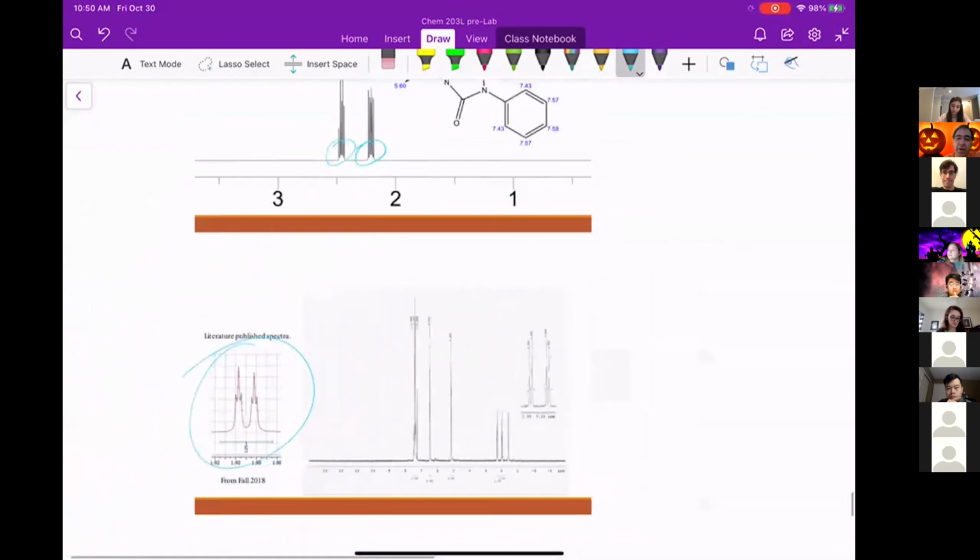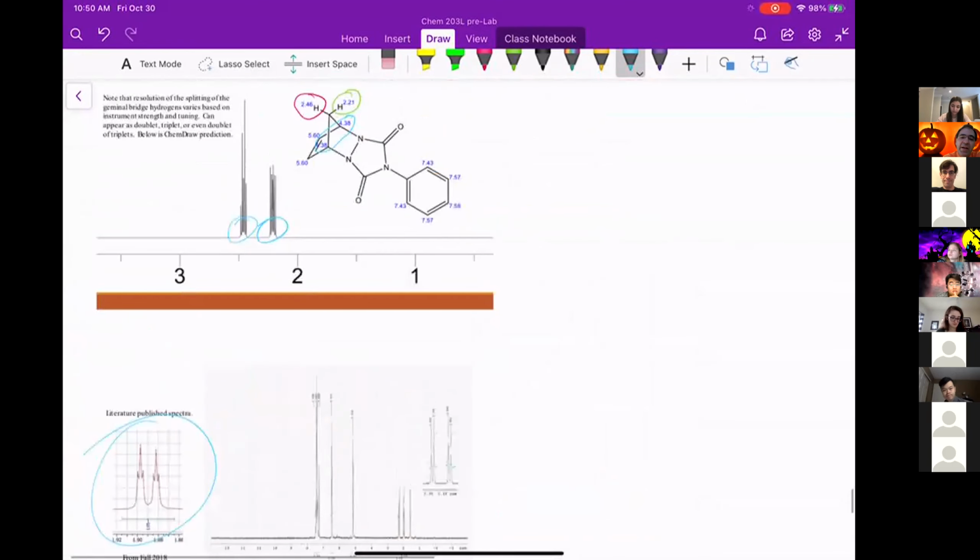And where does that come from? Well, the green splits it into a doublet, and then the two protons that are in blue each split those into triplets, because there are two nearest neighbors, and remember it's n+1. So we actually get a doublet of triplets. We're getting full resolution of the geminal hydrogen splitting with our instrument. Cool, go us. So we can see the difference in that splitting there.